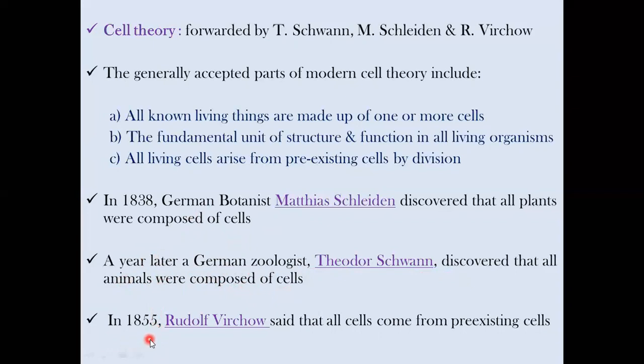In 1855, Rudolf Virchow said that all cells come from pre-existing cells. So new cells arise from pre-existing cells. When they divide, they give rise to new cells.